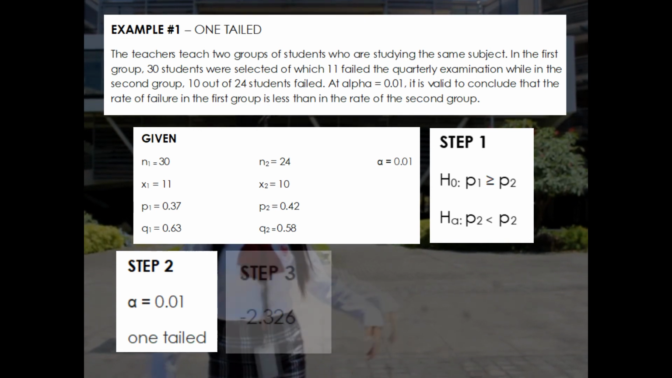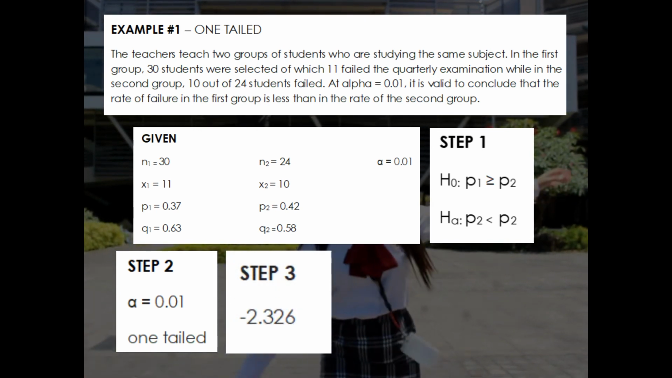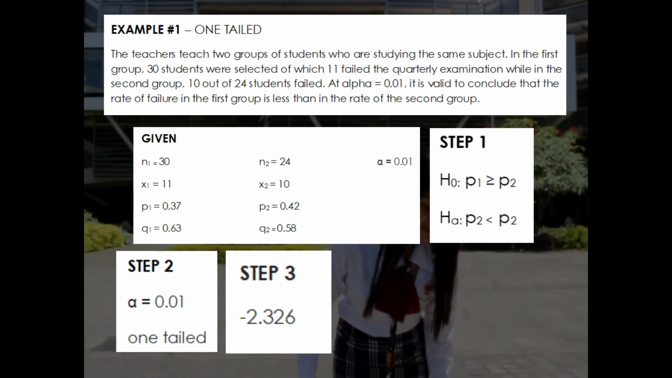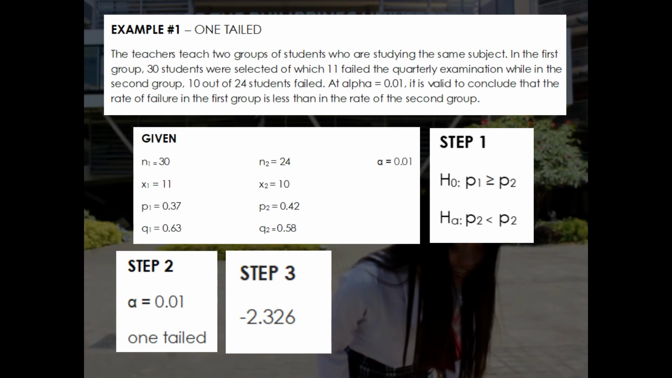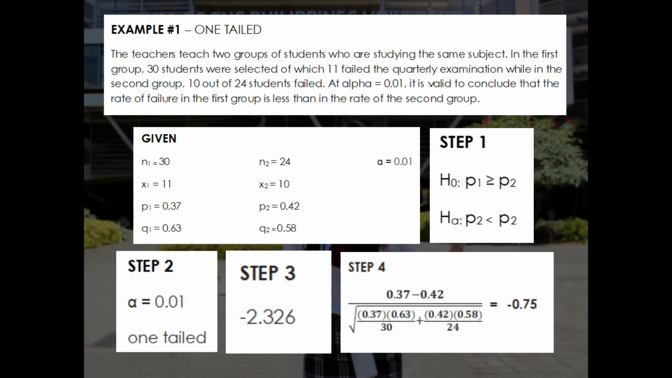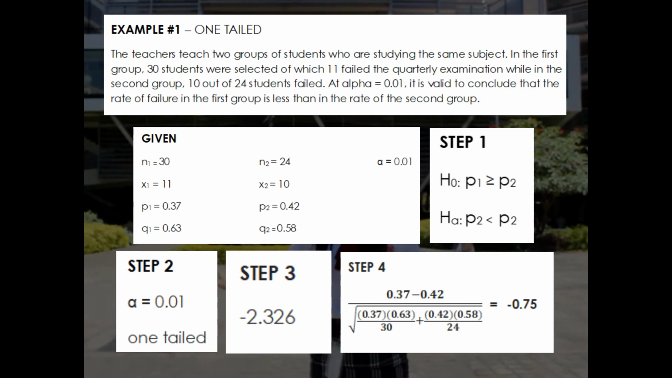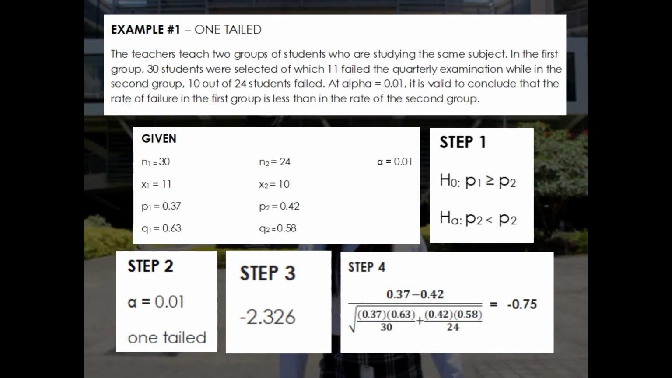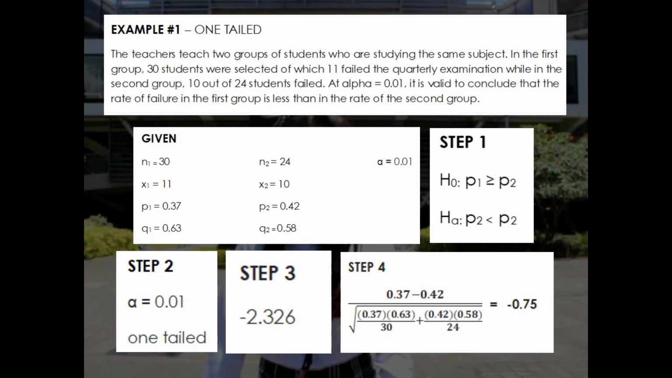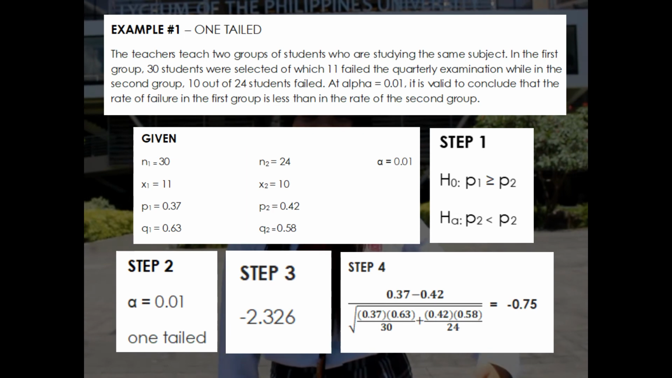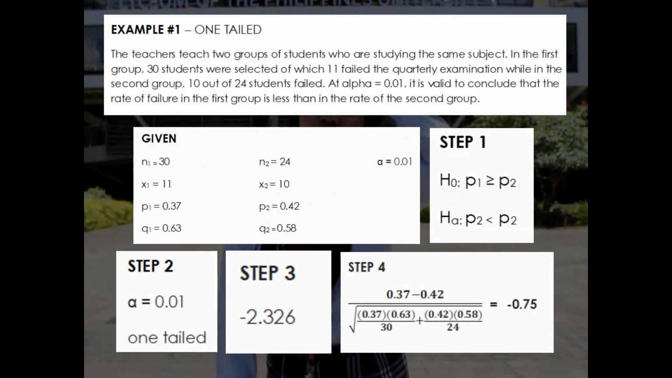Step number 3. Since we identified already the level of significance and the tail we are going to use, the critical value for this problem is negative 2.326. Step number 4, solving for the Z value. The formula for this problem is P1 minus P2 all over the square root of P1 times Q1 over N1 plus P2 times Q2 over N2 is equal to the Z-score. The answer after calculating through the use of the formula is negative 0.75.